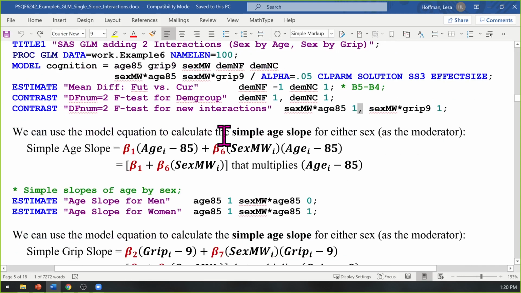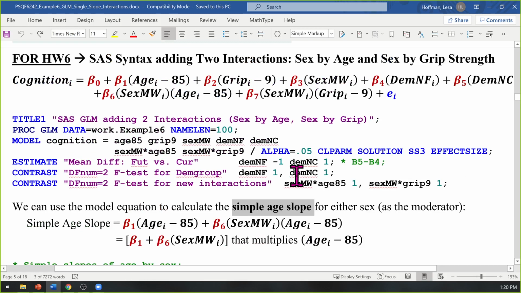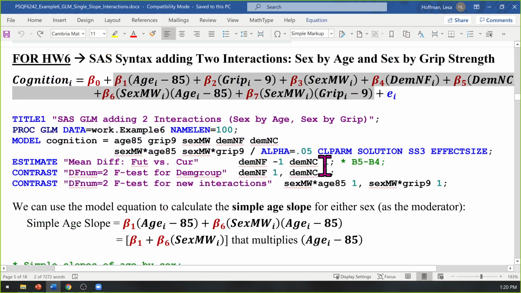All right, then I'm going to demonstrate how I would ask for what the age slope is for men and women, and what the grip strength slope is for men and women, as an additional piece of information that I would want to know about this model. So if I'm focusing on the age slope, the rules are: start with the overall model, find all the places in it that have age, and pull them down.